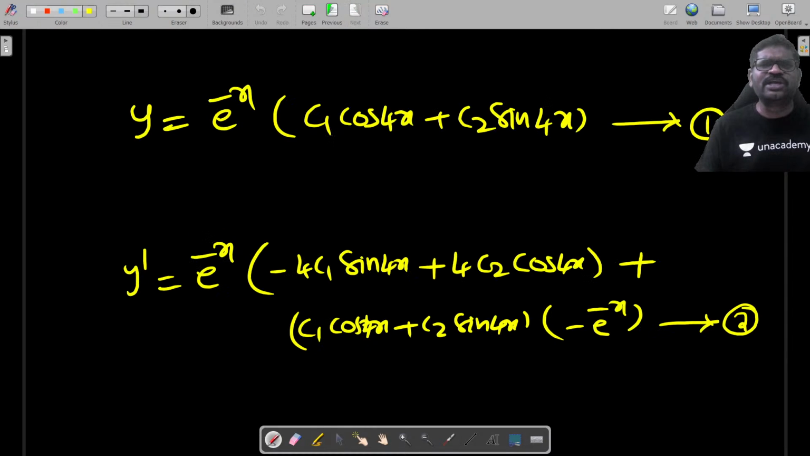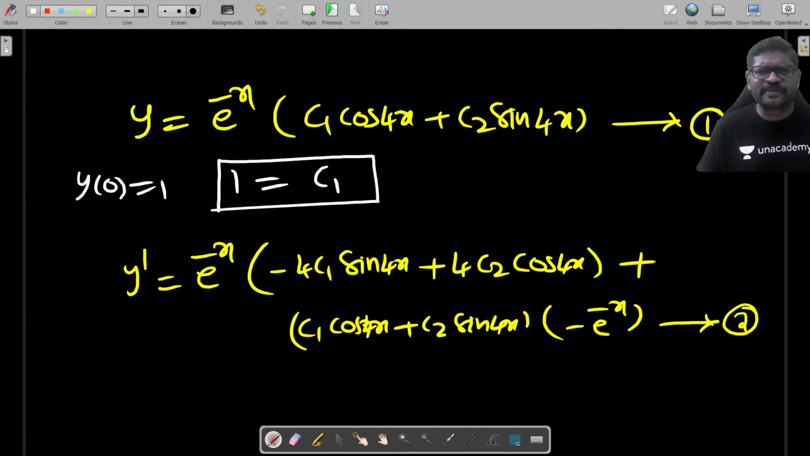Now y of 0 is 1. One is equal to e power 0, c1 cos 0. Therefore c1 equal to 1.